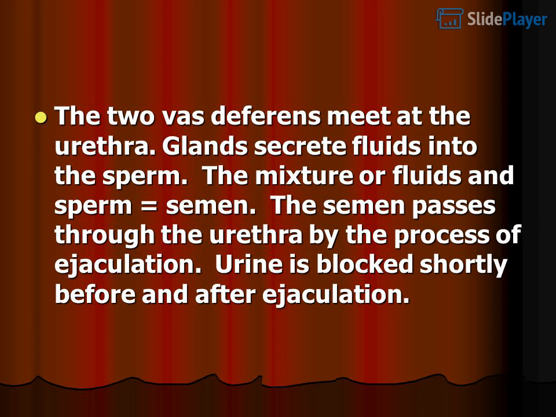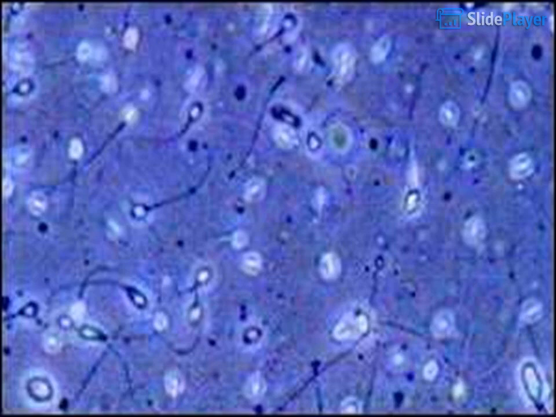Glands secrete fluids into the sperm. The mixture of fluids and sperm equals semen. The semen passes through the urethra by the process of ejaculation. Urine is blocked shortly before and after ejaculation.